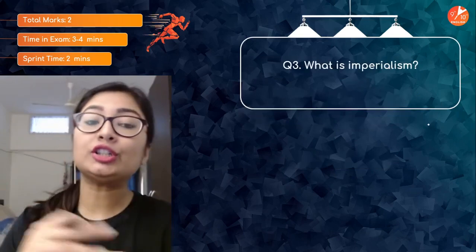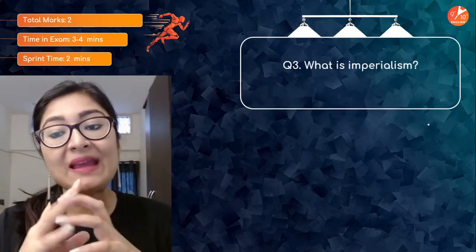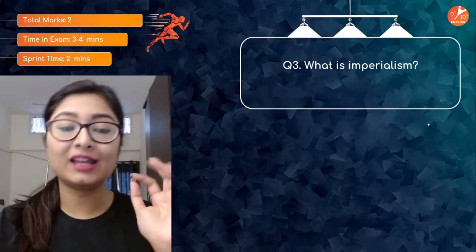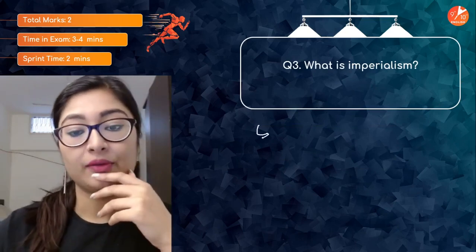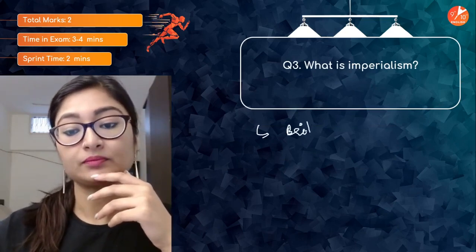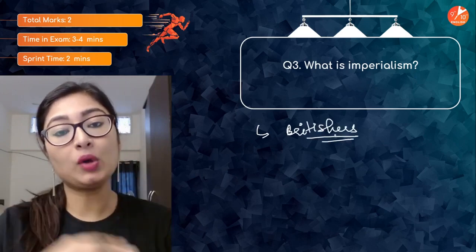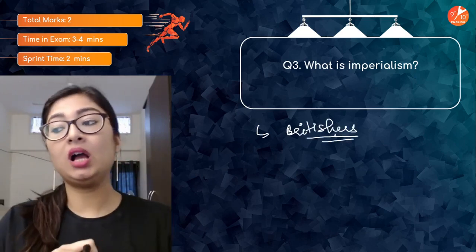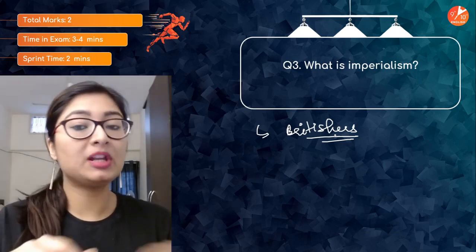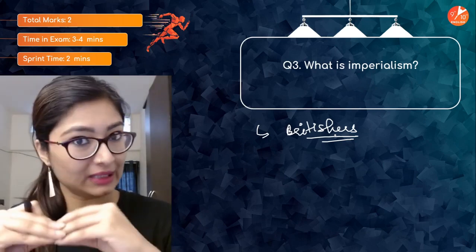Moving on to the third question. What is imperialism? I'll give you a hint. It's very simple. The Britishers were imperials, okay? That is what was going on over here. They had taken over and established imperialism. Can you think of it now?